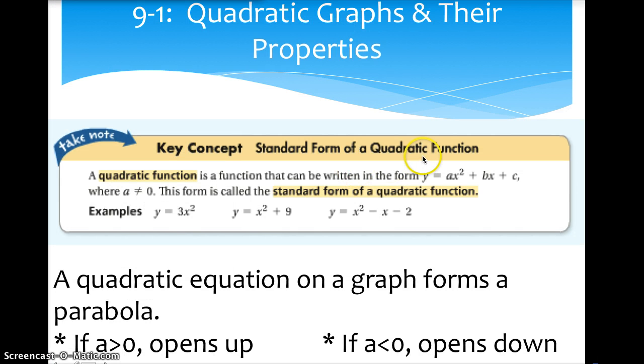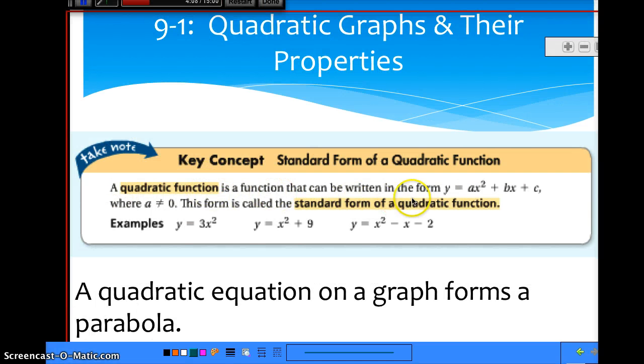Alright, 9.1, we're now getting into quadratic equations and their graphs. A quadratic function or equation is a function that can be written in the form of y is equal to ax squared plus bx plus c, where a is not equal to 0. The form is called standard form of a quadratic equation. These are all quadratic equations. This is the parent function or the standard form of any quadratic equation.